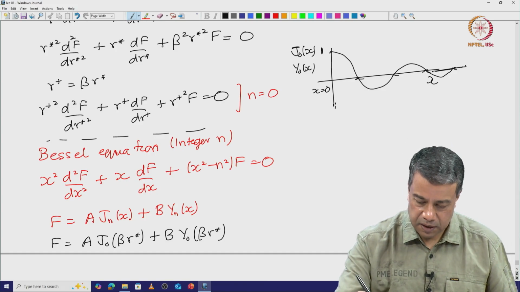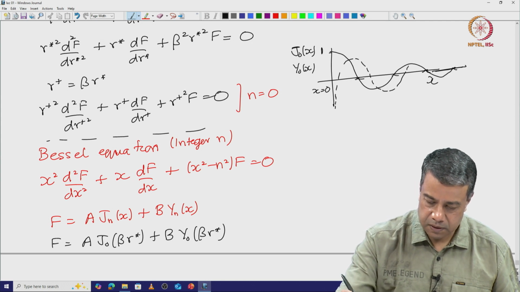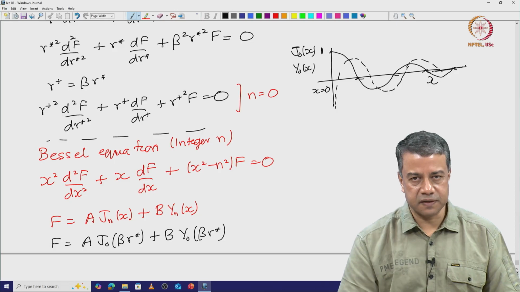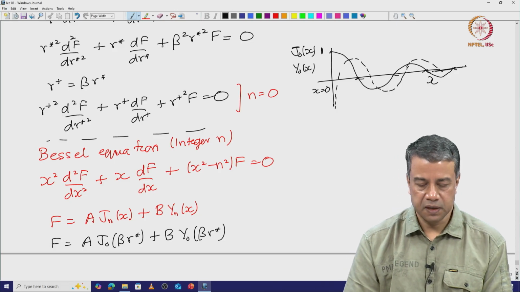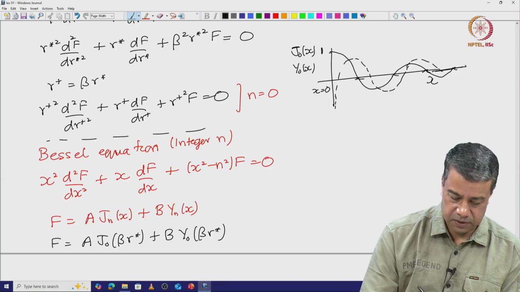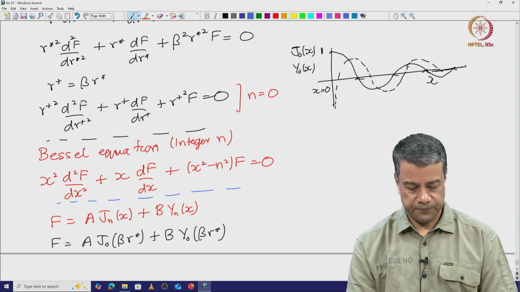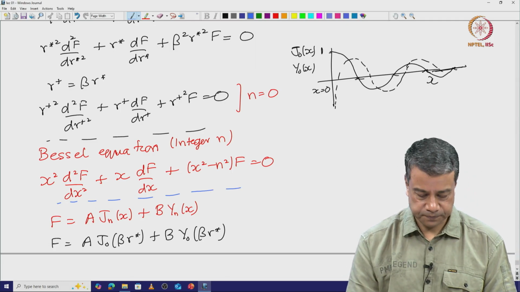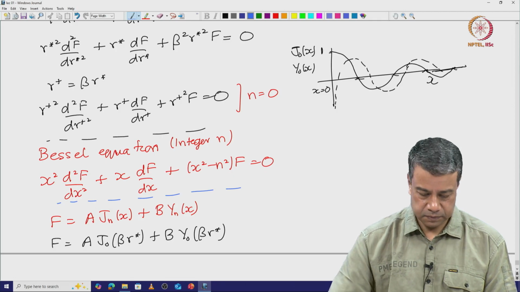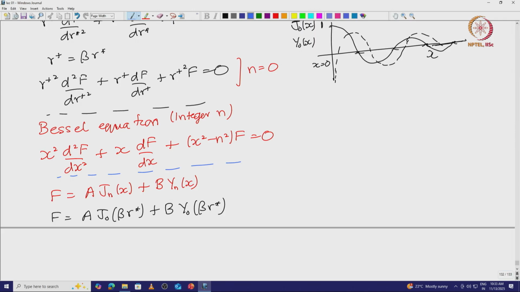Y naught, on the other hand, goes to minus infinity at x equal to 0. So, these are the two solutions of this differential equation for n equal to 0. Now, the solution for my function f is A times J naught of beta r plus B times Y naught of beta r.